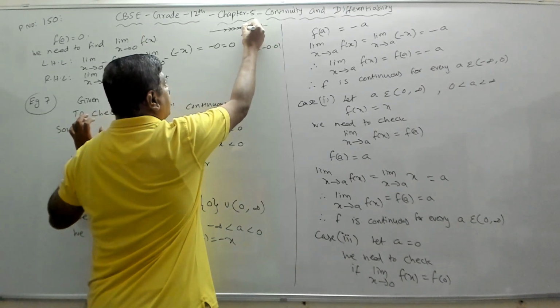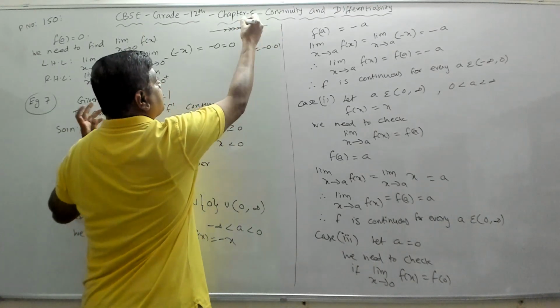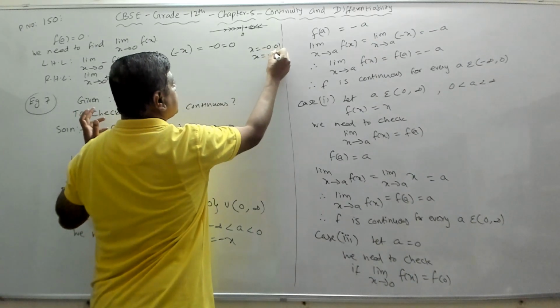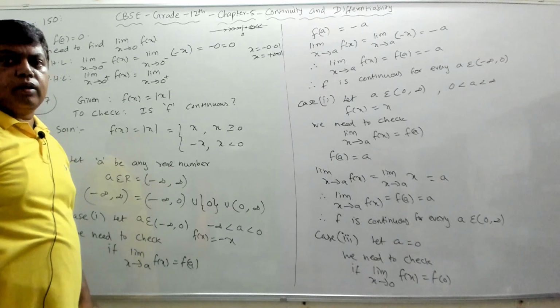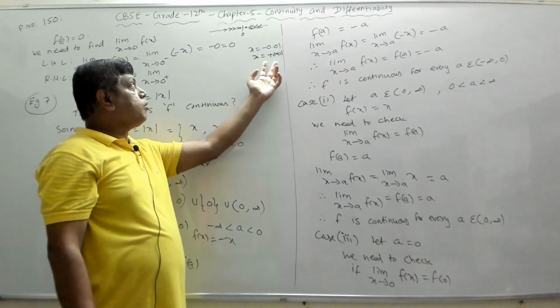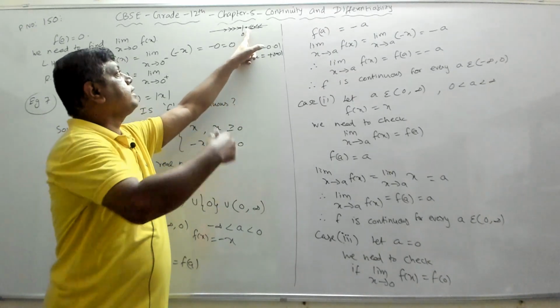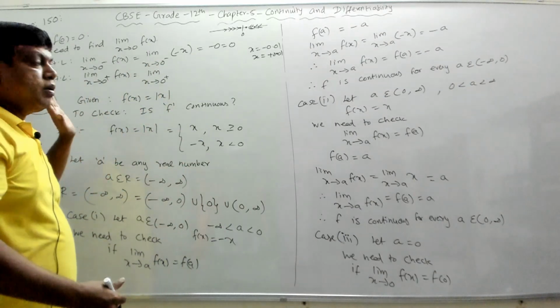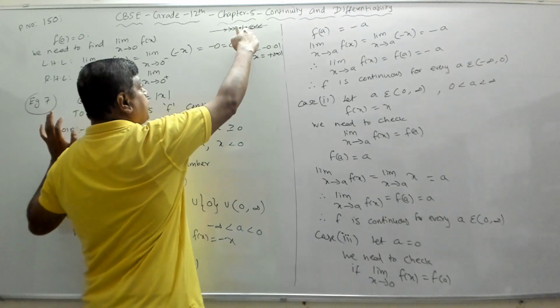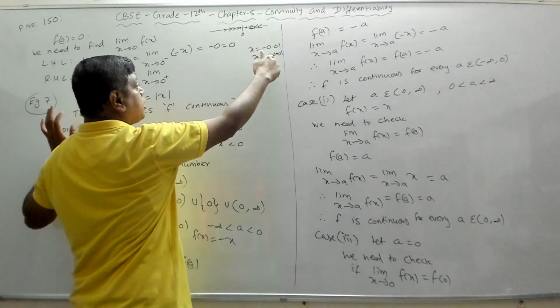Now if you take any point on the right side of 0, what will be that x? That x will be something like plus 0.01. Now when x is plus 0.01, if I take a point very close to 0 on the right side of 0, plus 0 means the right side of 0, minus 0 means the left side of 0. On the right side of 0, any point which is very close to 0 will be 0.01.